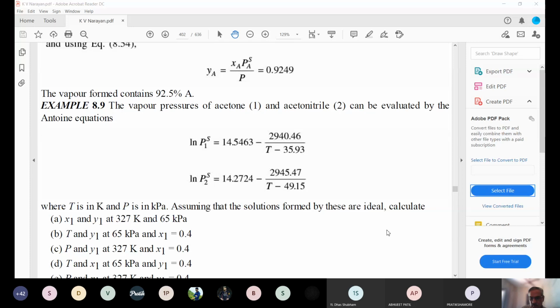समझ में आई लोगों को बात? Pressure is easy because temperature दिया रहता है, तो Anton equation हम directly use कर सकते हैं. But since here temperature is not given, pressure is given, so we have to assume a temperature, calculate P1s, P2s, then calculate P, total pressure, and see if it is matching the given pressure. If it is not, then you have to either increase the temperature or reduce the temperature. दोनों किया हमने. पहले start किया 325 पर, then we increased to 330, then we increased to 330.5, then we reduced to 330.4. So we have to basically go till we reach that given pressure.